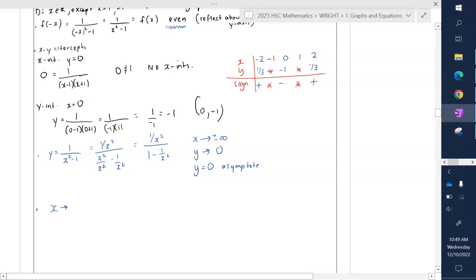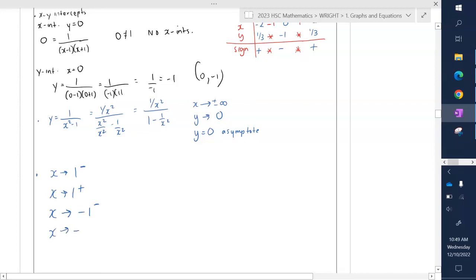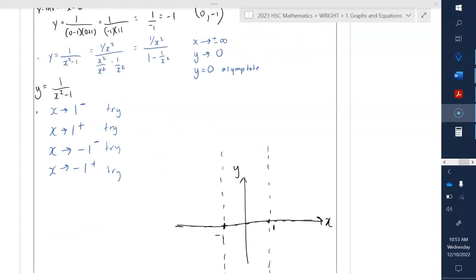As x was going to 1 from the negative side, and x was going to 1 from the positive side. We want to have a look at what's happening as x is going to minus 1 from the negative side, and x is going to minus 1 from the positive side. So if we're going towards 1 from the negative side, we want to try a number along the lines of 0.999, so a number that's really close to 1.